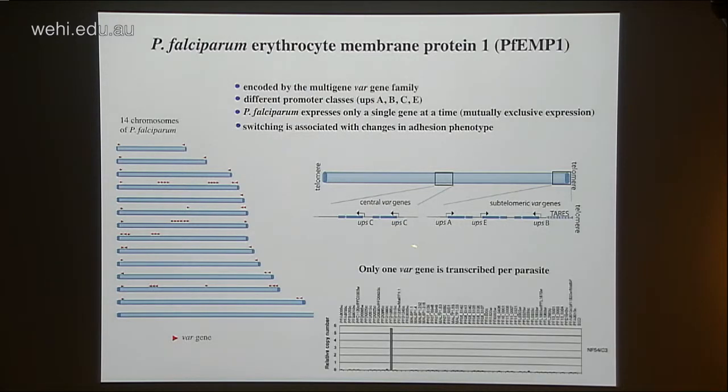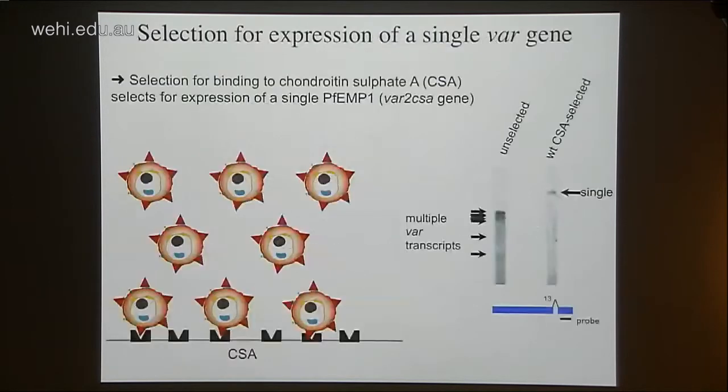And as I said, only one of these is transcribed per parasite. And this is a qT-PCR experiment. This is all 60 VAR genes for one particular parasite strain. And as you see, one is expressed and the others are fairly tightly regulated and silenced. So I'll talk about the mechanism that allows the parasite to silence these 59 and also to activate this one VAR gene and switch to another VAR gene type.